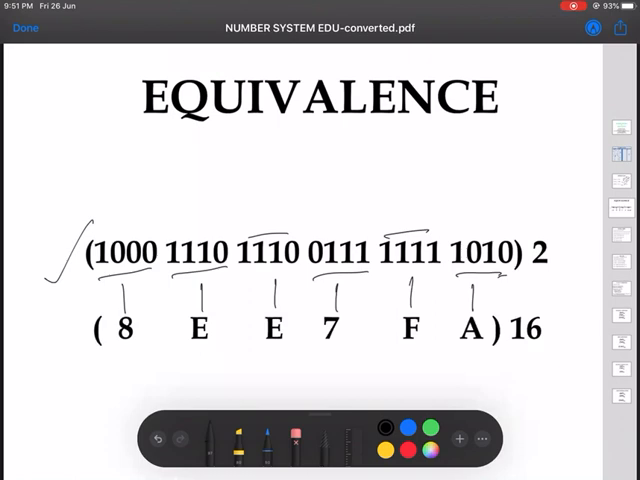Whatever binary number is given, make a combination of 4, 4. Why 4, 4 exactly? The biggest value in hexadecimal is 15, represented by 1111. Hence we make a combination of 4, 4.